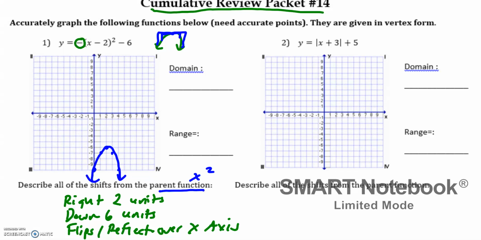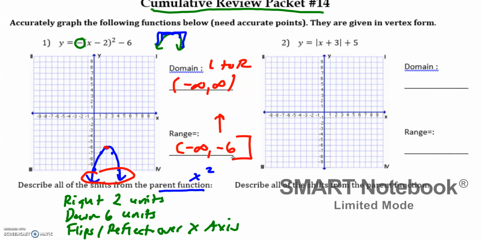Now that I have my picture, my domain, remember, is always from left to right. This graph is going to go all the way towards negative infinity, all the way towards positive infinity. So my domain is negative to positive infinity with parentheses. My range is bottom to top. So if I start down here at the bottom, I'm starting at negative infinity. And then my graph is going up to the very top point, and that y value is negative 6 with a bracket because it is included or can be touched on the graph.